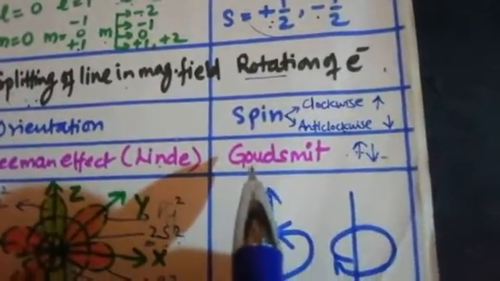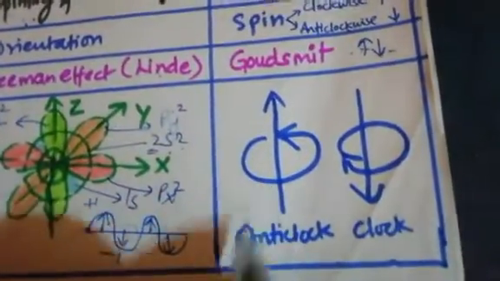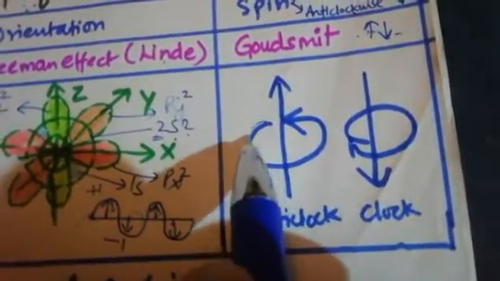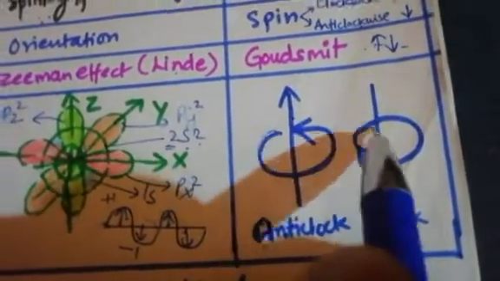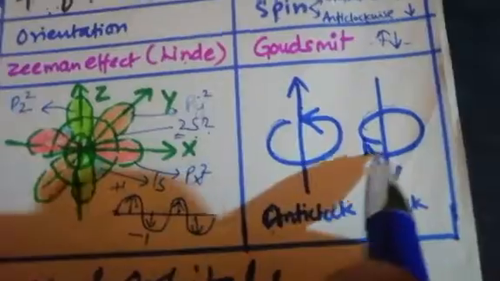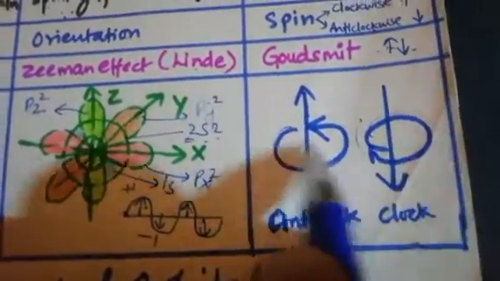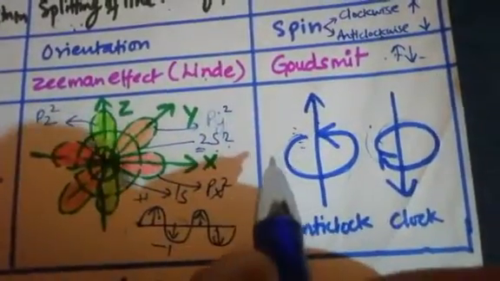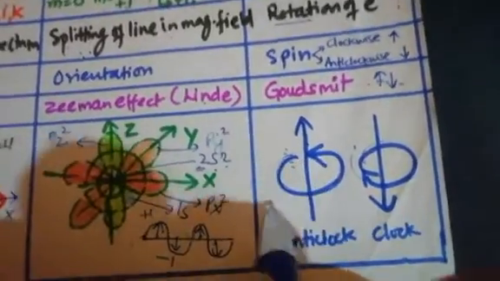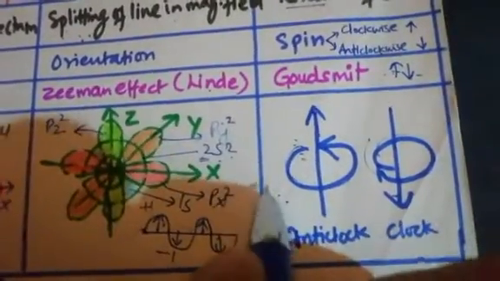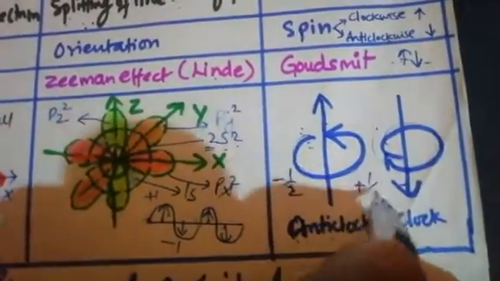So it is given by Goudsmit, and this is the representation of anti-clockwise. So you can see anti-clockwise 12 to 1, and here it is 1 to 12. So this is clockwise, this is anti-clockwise. This is representing our plus minus half, this will represent plus half, this will represent minus half, this will represent plus half. Okay, so this is all about the quantum set. So hope you understood.